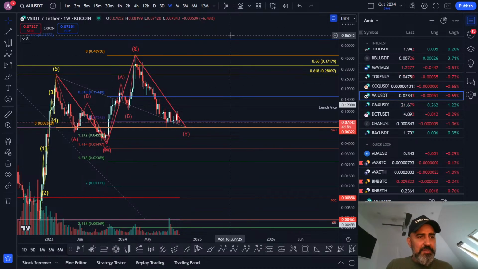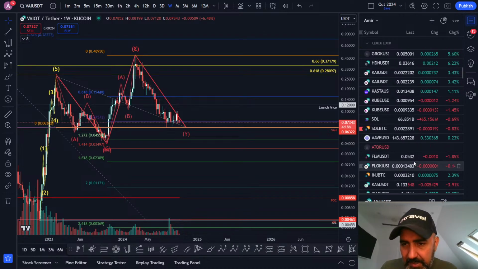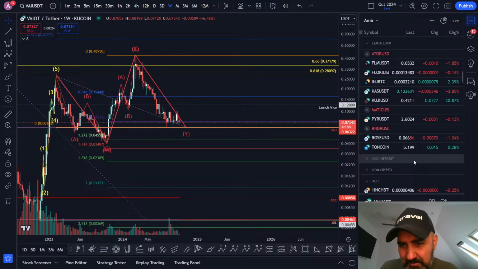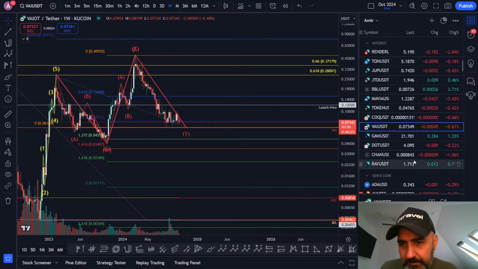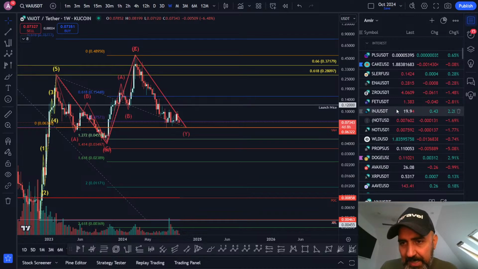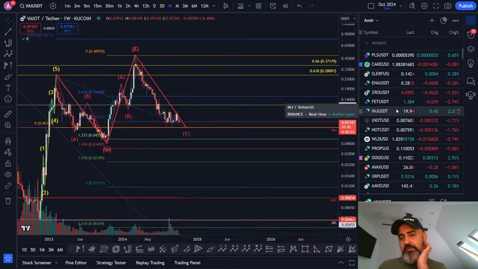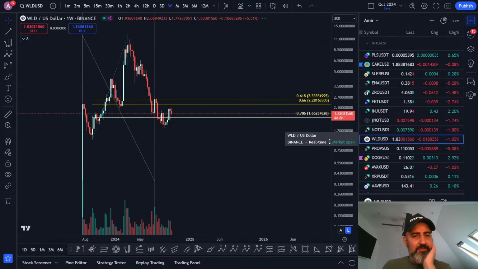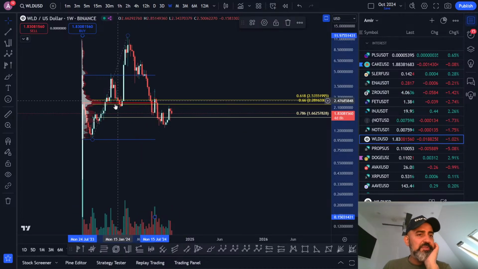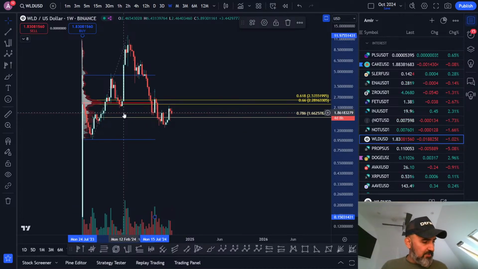I'll probably look at those other things tomorrow and spend a bit more time on NOT. I'm just going down my list. So I really want to have a look at Injective, NOT, and obviously I didn't have a look at WLD. But what I'm going to do is what you said: I'm going to have a look at the exchanges and combine those charts.